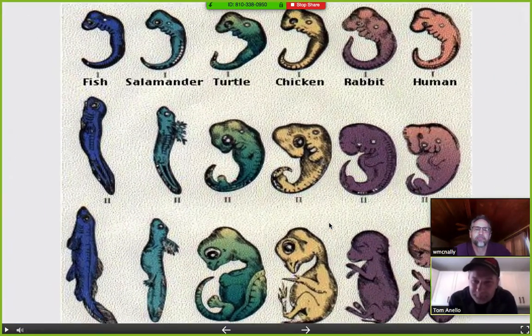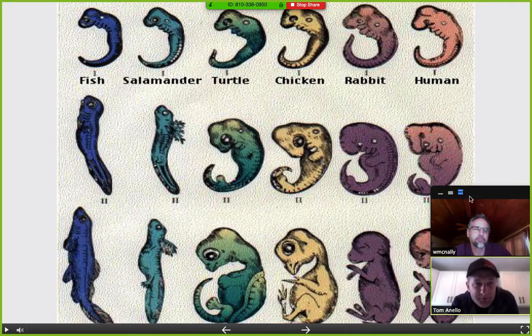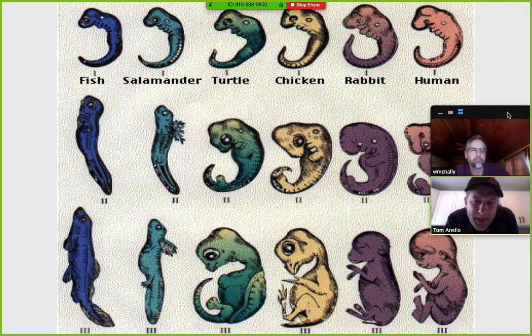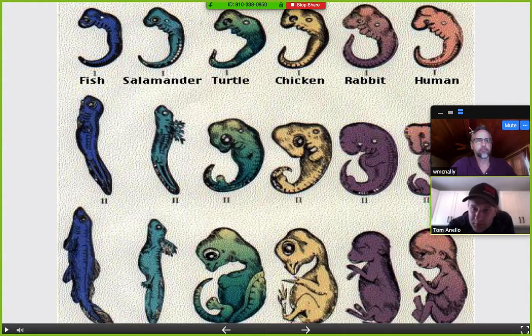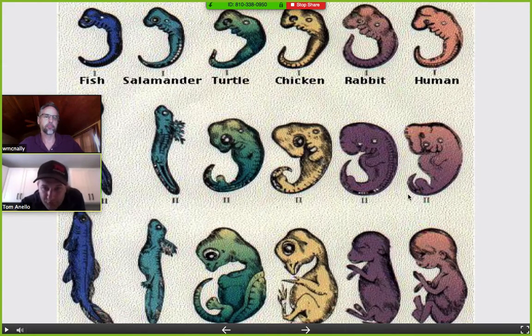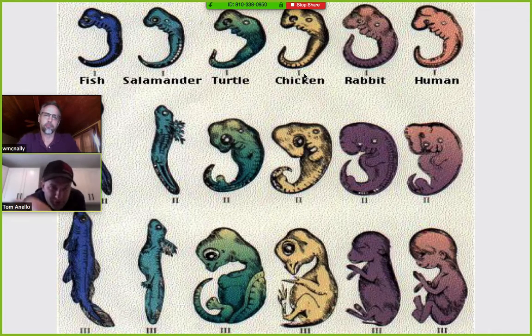Yes. All right. So if you look at this one here, there's a fish, a salamander, turtle, chicken, rabbit, and human. These are animated drawings. But if you look at the human, and you go down the 3 rows, the 3 columns, you see that the human embryo looks a lot like the rabbit embryo for a longer period of time than it does if you compare it to the fish or the salamander. So the longer the embryos resemble one another, the more closely related they would be.